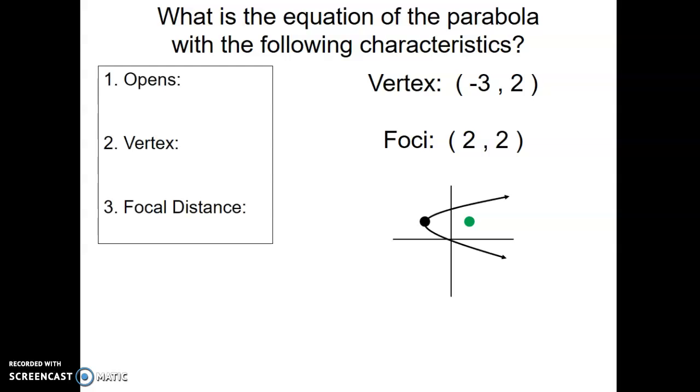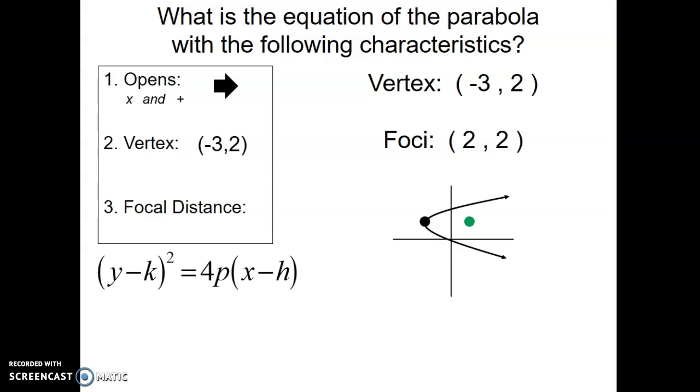Okay, from there. So now we can kind of do what we just did with the graphs to the equation. It opens to the right. We already have your vertex. We already know it's going to be a y-squared graph because it is going to the right, and it's positive. All right, your vertex is -3, 2. We've already got that. That was given to us.